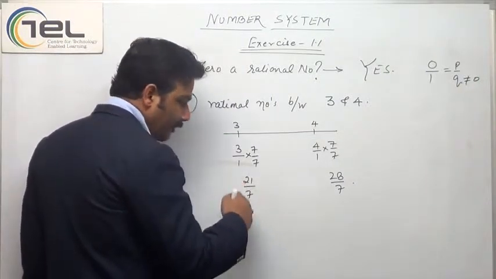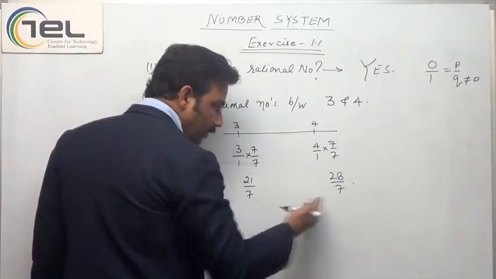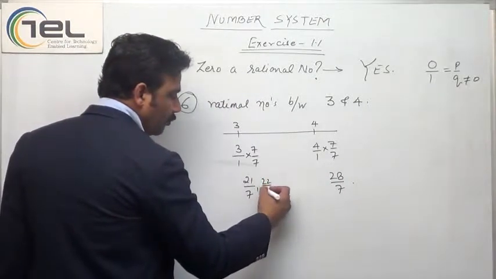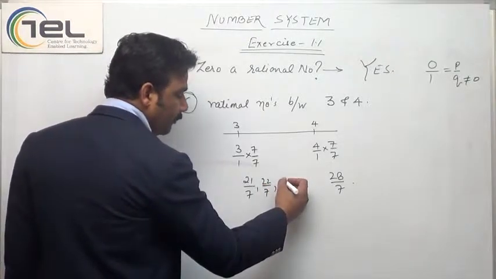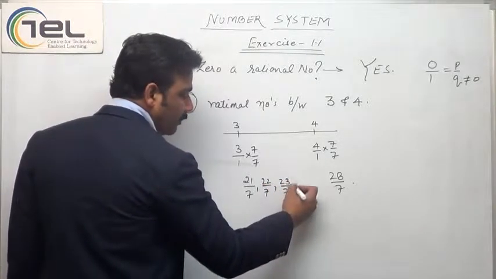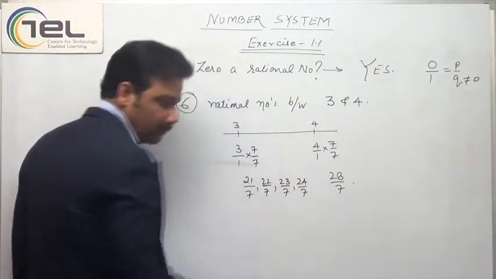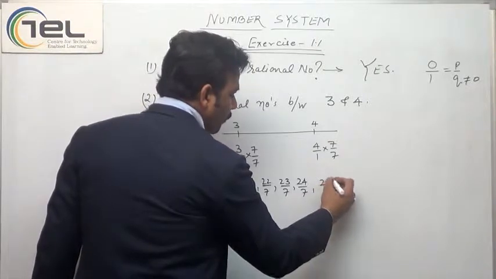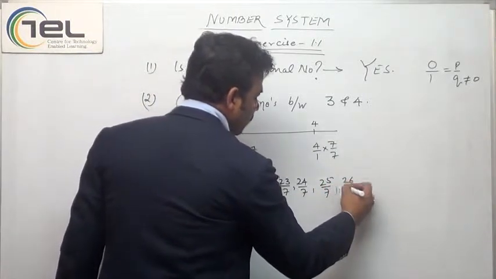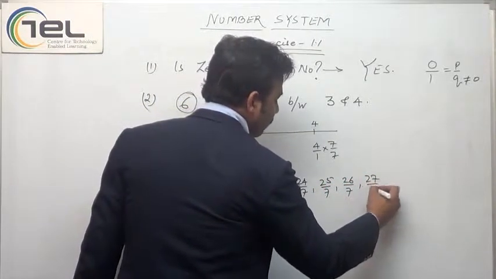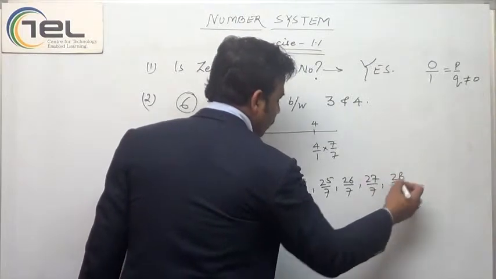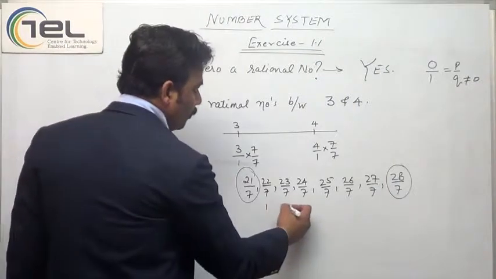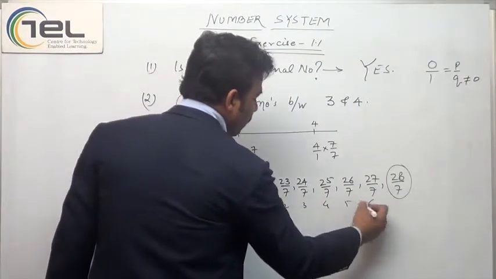Now I have some numbers between 7 and 20. Another number can be 22 by 7, another number can be 23 by 7, 24 by 7, 25 by 7, 26 by 7, 27 by 7 and 28 by 7. So between these two numbers I have 1, 2, 3, 4, 5, 6 rational numbers.